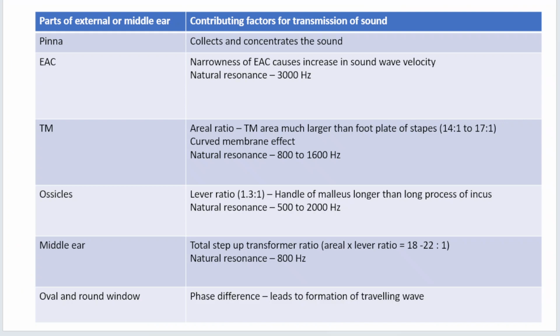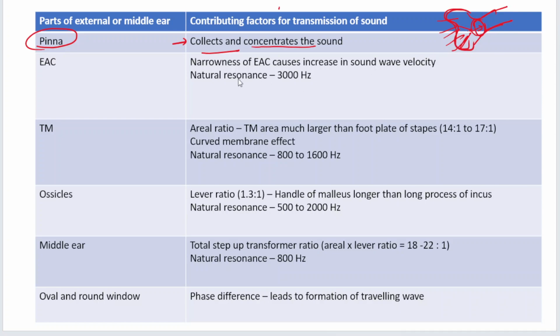Okay, now coming to the summary of the various parts of the external and middle ear and how they contribute. What does the pinna do? The pinna is basically collecting the sound and concentrating it towards the external auditory canal. The pinna is bigger and the external auditory canal opening is smaller, so it collects the sound and concentrates it towards the external auditory canal.